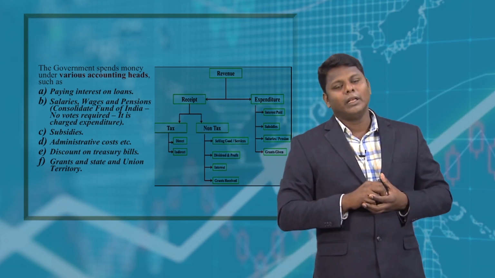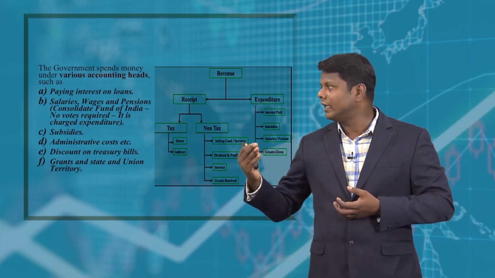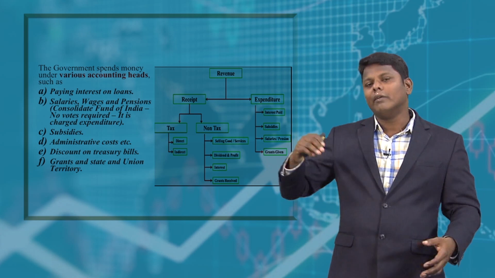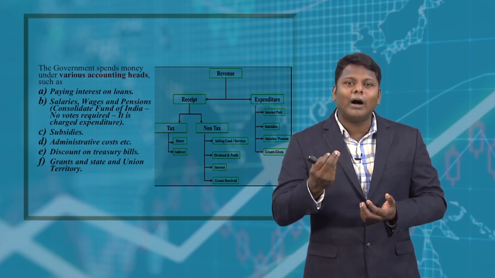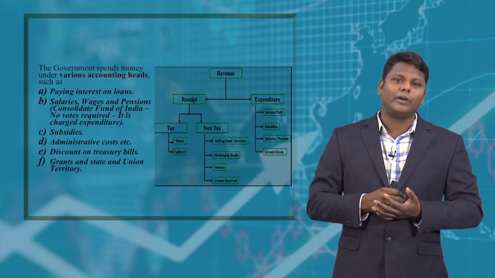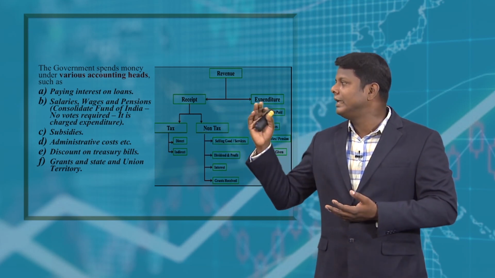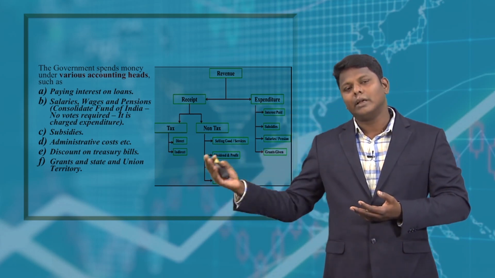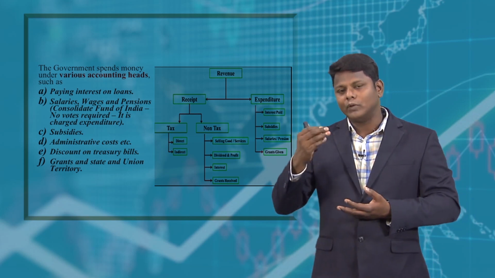Then subsidies. If the Union government gives any subsidies to the state government or union territory, it is considered a revenue expenditure. Then administrative cost. As I mentioned, there are various ministries under which there are various departments that bear the administrative cost. So the money which is spent on administration is called administrative cost, which comes under revenue expenditure. Then discount on treasury bills, grants to state and union territory. If they are giving any discount on treasury bills, it comes under revenue expenditure. Whatever money is given as grants to the state government as well as union territory comes under revenue expenditure.